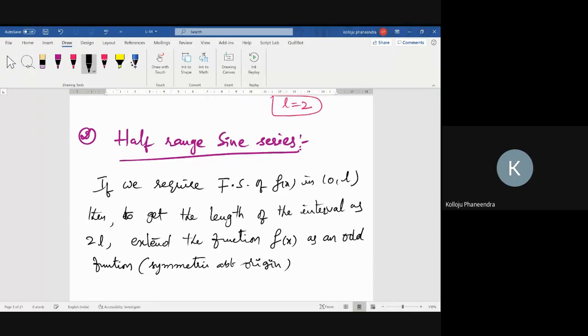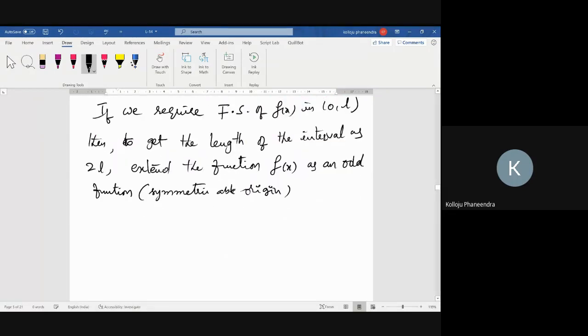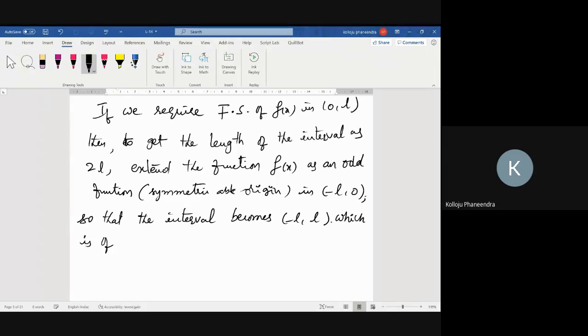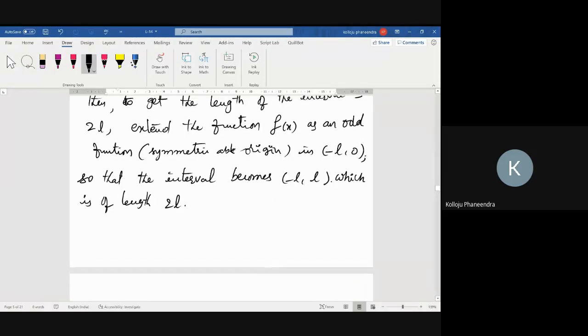Odd functions are always symmetric about the origin. As an odd function, in what interval? Minus L to 0, so that the interval becomes minus L to L, which is of length 2L. I'm giving the same explanation. f of x equal to x in the interval 0 less than x less than L. This is 0, this is L. This is a straight line.